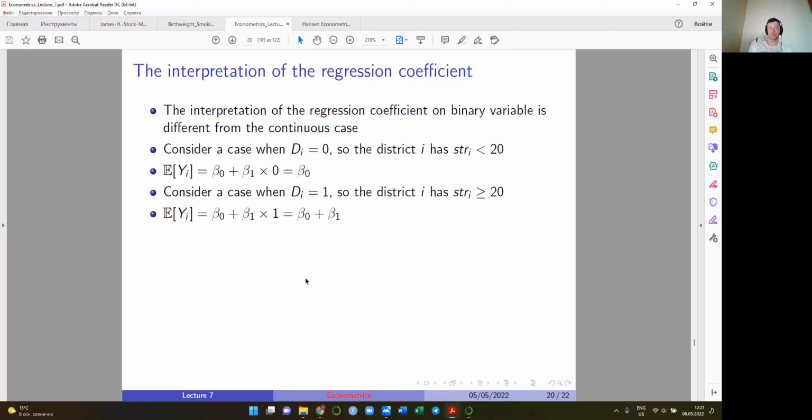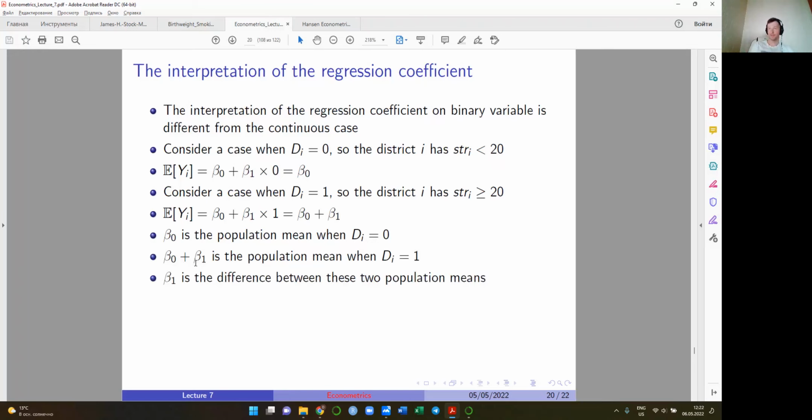is applicable here. Exactly. Beta 0 is the population mean when d is 0, sorry, this is just mu for this group, like mu1, for example. And this is the population mean when d is 1. So it's mu2. Right? So the difference between mu1 and mu2 is beta 1. So this is the difference between two population means. And this is exactly related to that topic of the t-test from statistics.